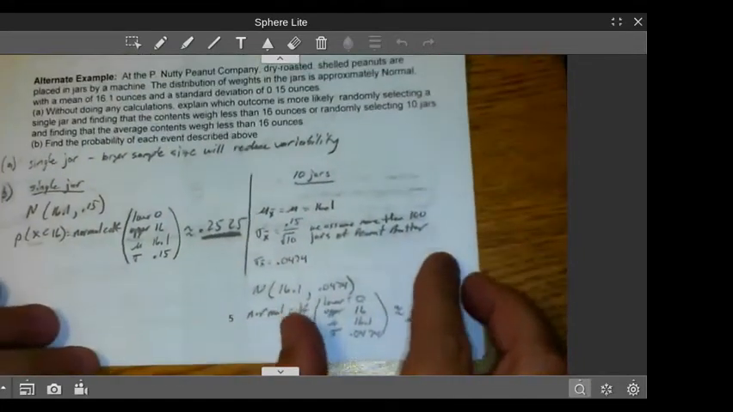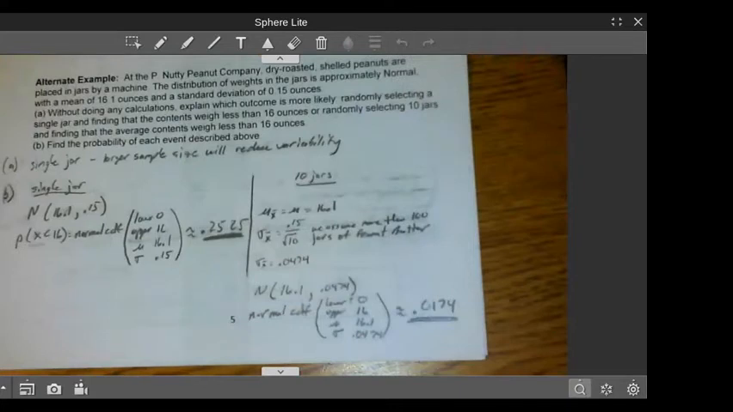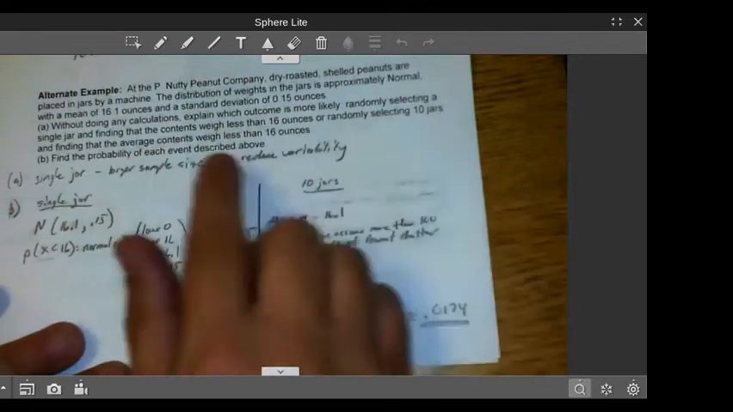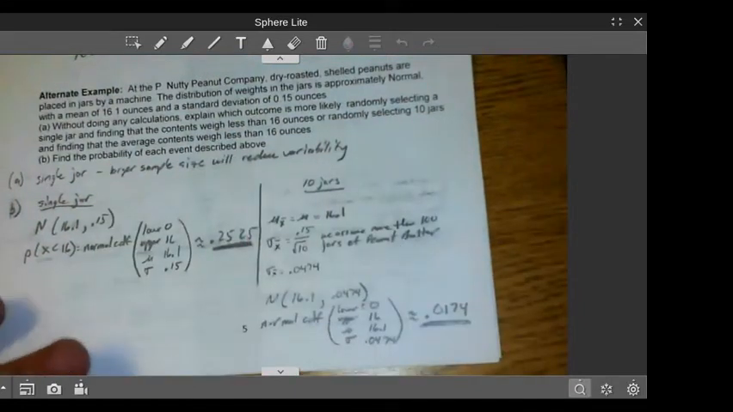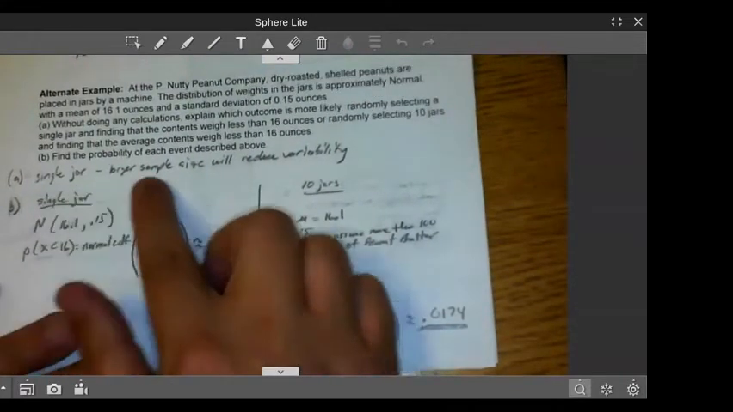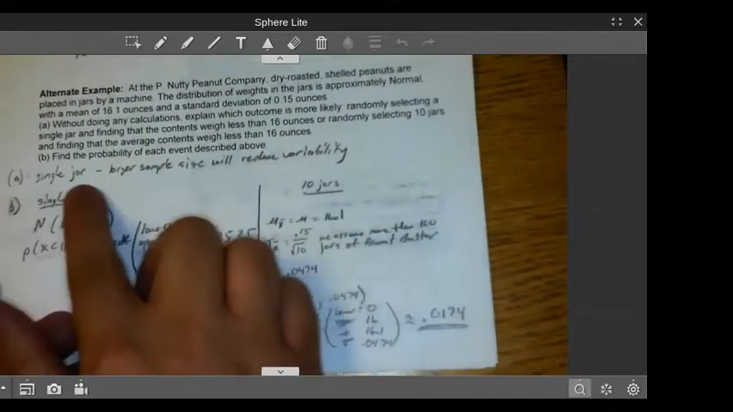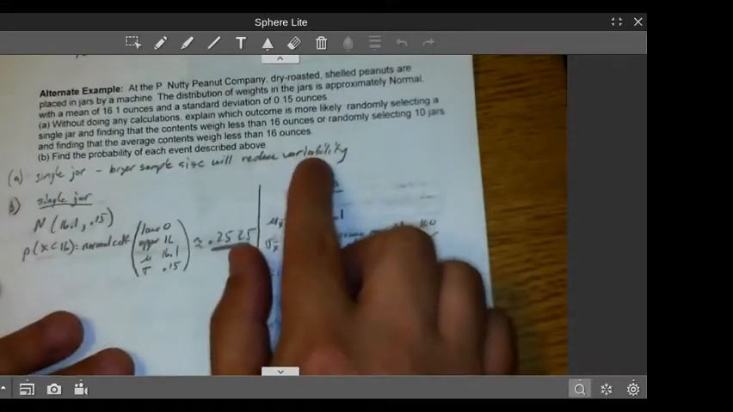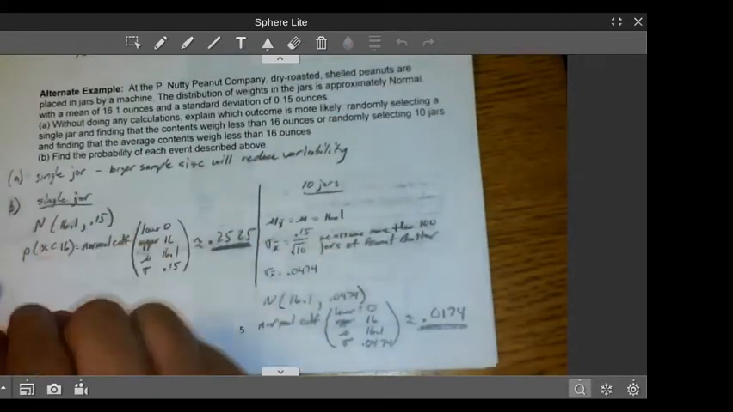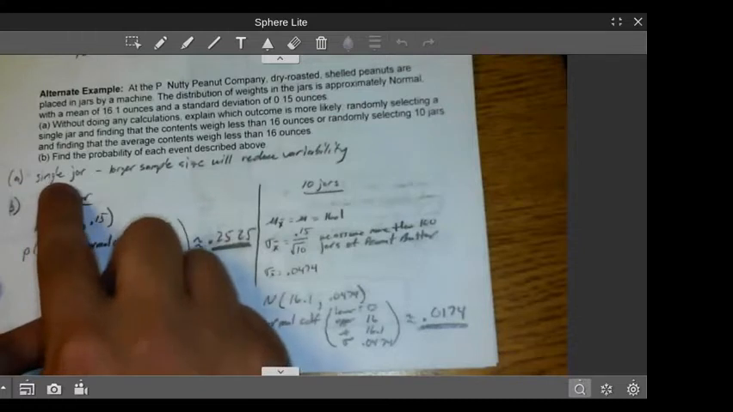Different rules this time. All right, at the Nutty Peanut Company, dry roasted shelled peanuts are placed in jars by a machine. The distribution is normal with a mean of 16.1 and a standard deviation of 0.15. Without doing any calculations, what's more likely, getting one jar that's more, or an average of 10 jars that's more? The single jar is, because it's going to be easier to get crazy results, or high variability, from the smaller sample size. I don't know how you don't know that by now, but probably you did know that by now.